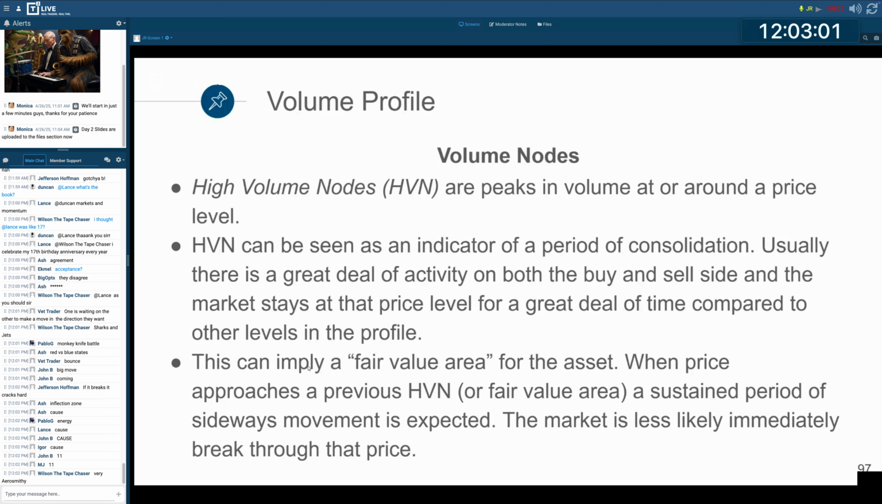So this can imply a fair value area for an asset. When price approaches a prior or previous high volume node or fair value area, a sustained period of sideways movement is sometimes expected. The market is less likely to immediately break through that price. What happens when it breaks immediately through it?